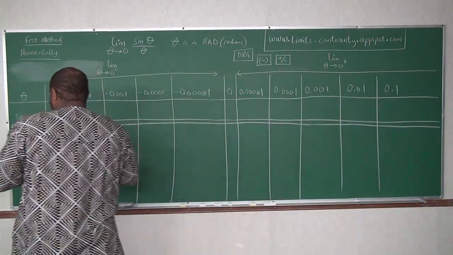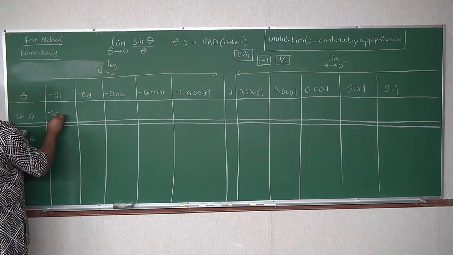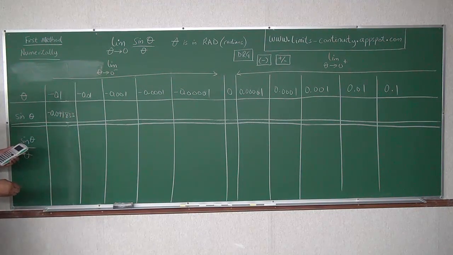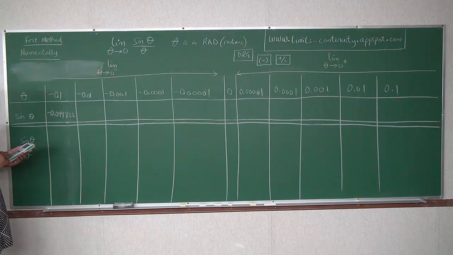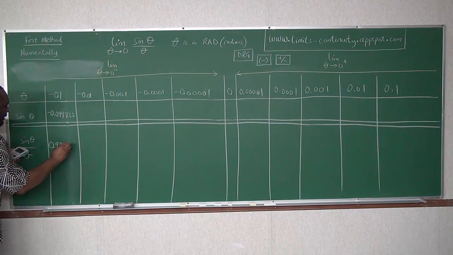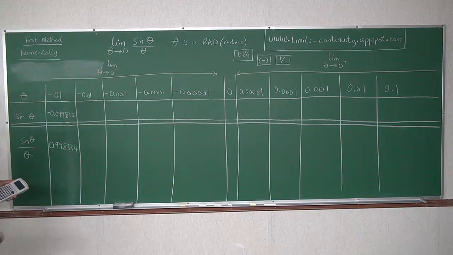So I have here, you can verify, negative 0.09983341665. That's what it gave me. So I'm going to go ahead and divide it by negative 0.1. And this gives me 0.99833. That's what this gives me.